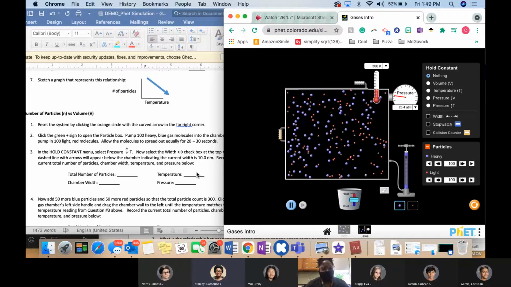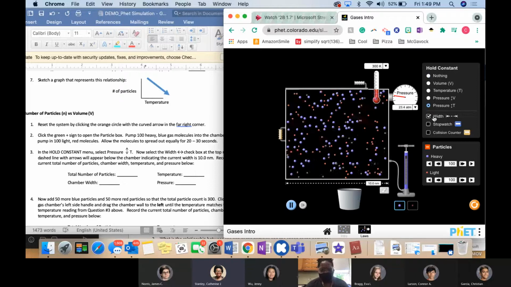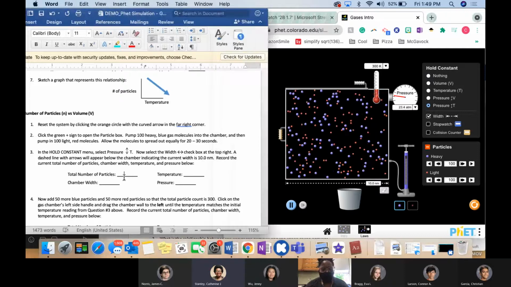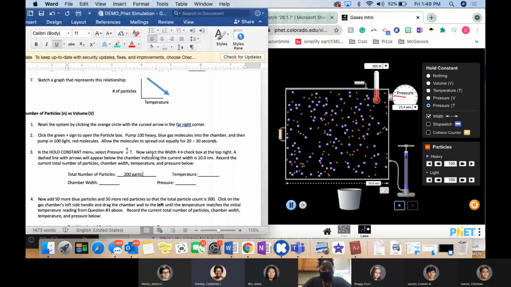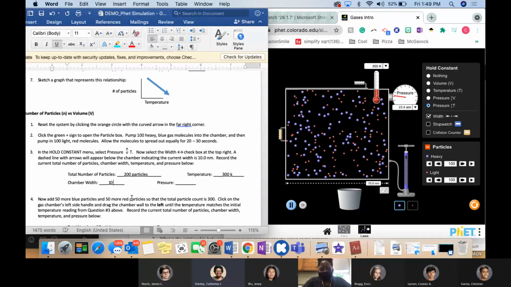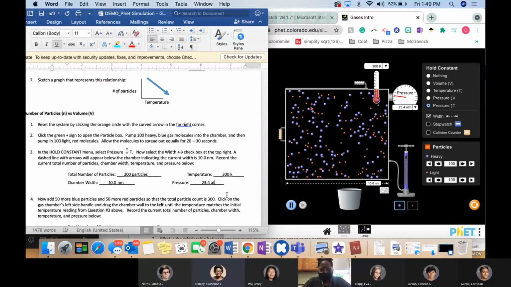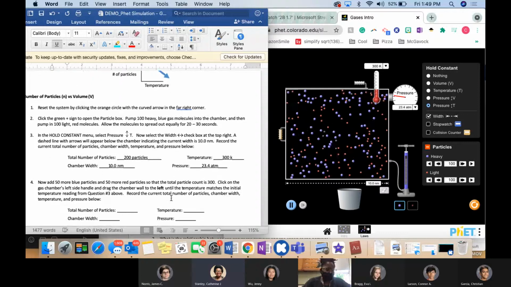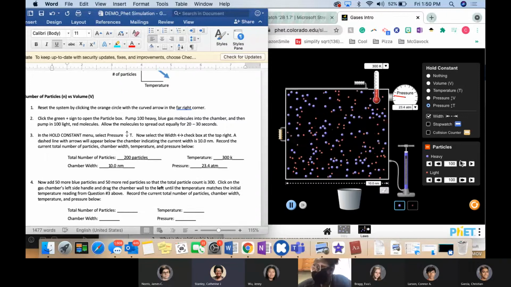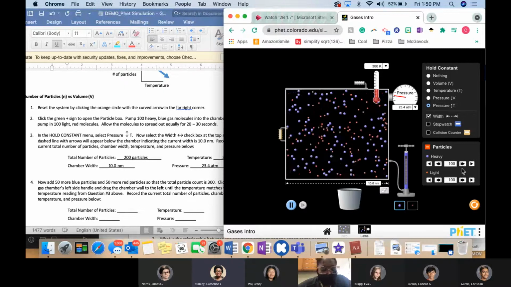All right, now it says select pressure, volume, temperature, and the width. It's at 10. Record the total number of particles, 200 particles. My temperature is 300 K. My width is 10.0 nanometers. My pressure is 23.4 atmospheres. Okay, now I'm going to add 50 more red and 50 more blue.